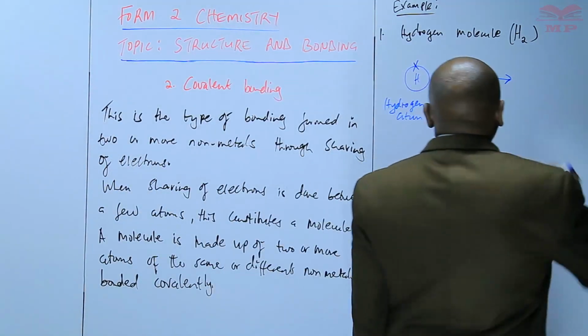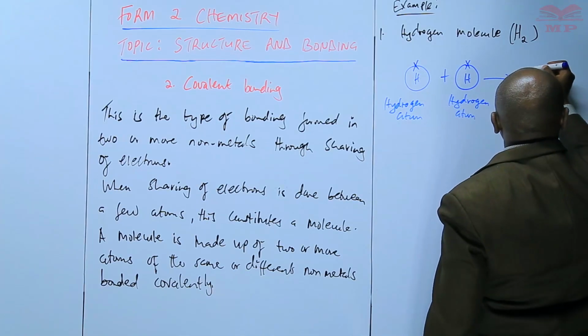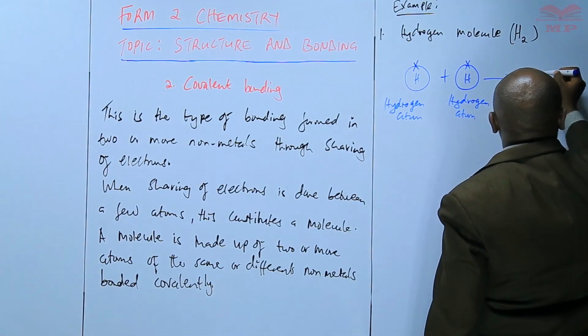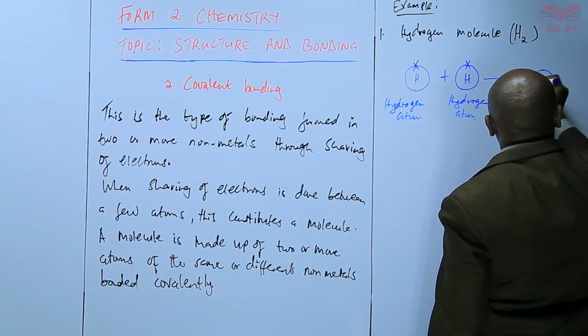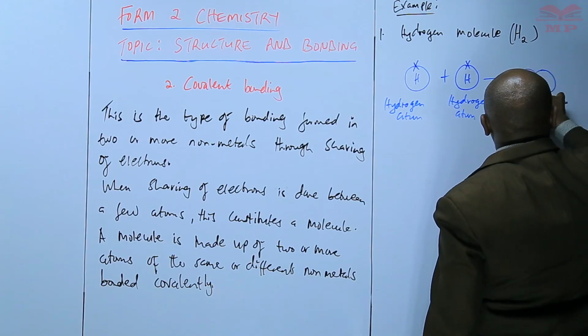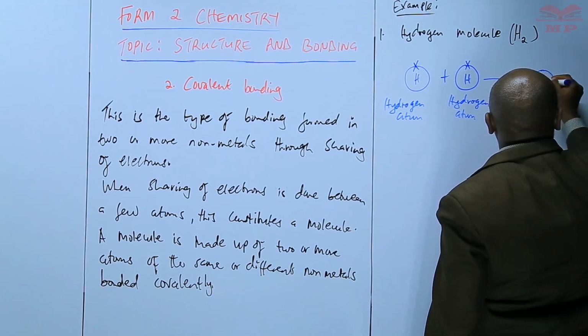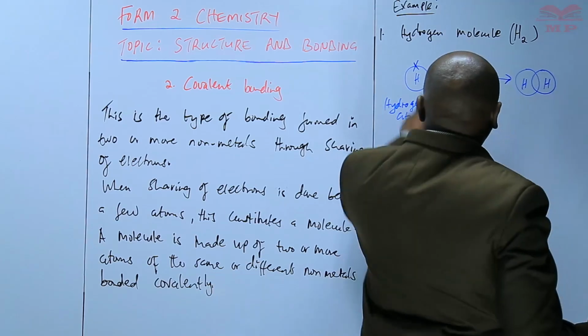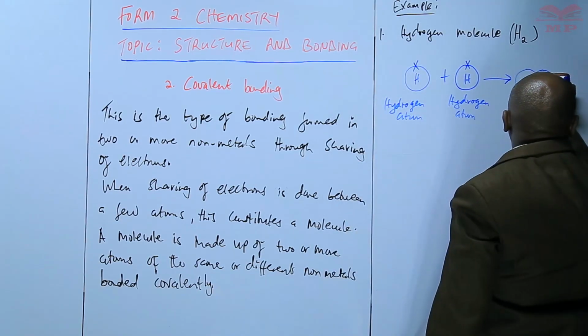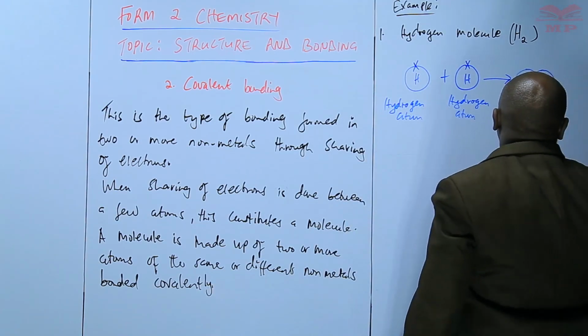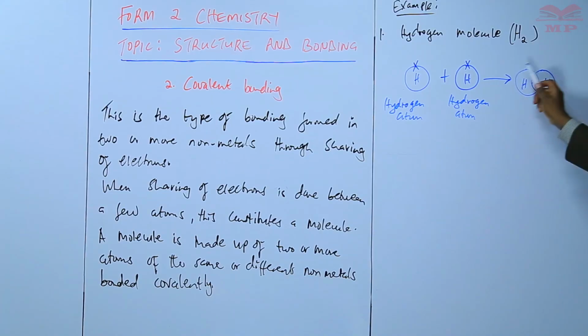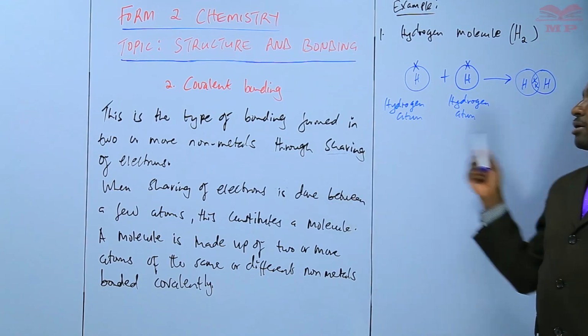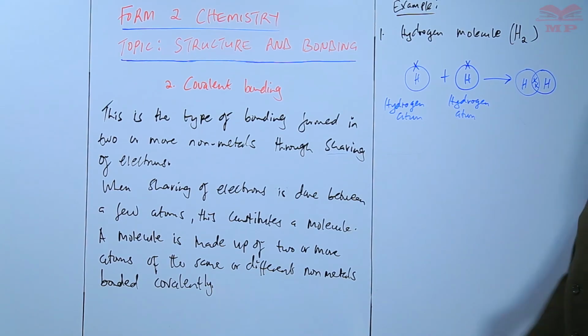So in this case, they will come together and they will overlap, such that the 2 electrons that were there are shared between them. So that this atom is stable because it has 2. The other one is stable because it has 2. So that's what we are calling sharing of electrons.